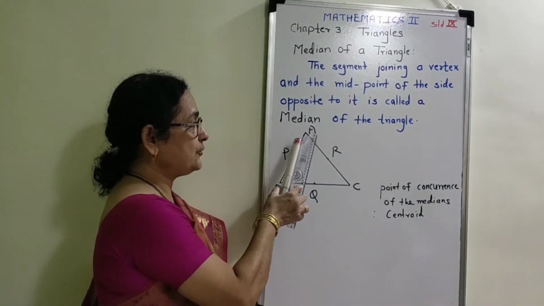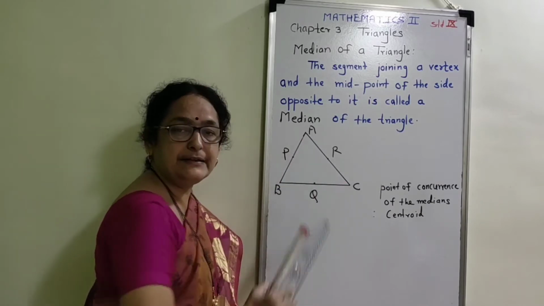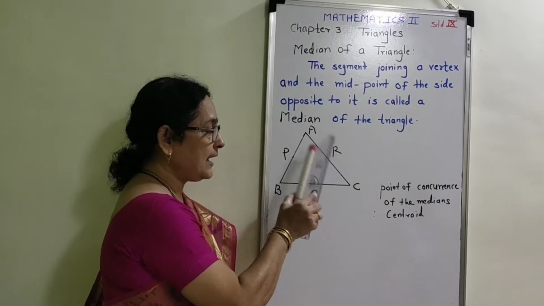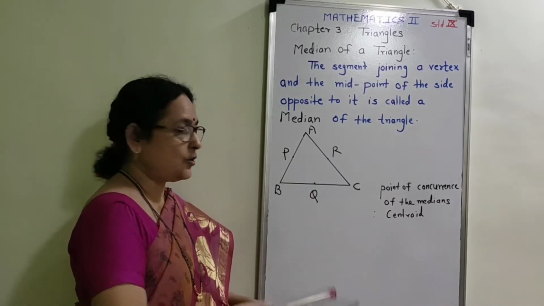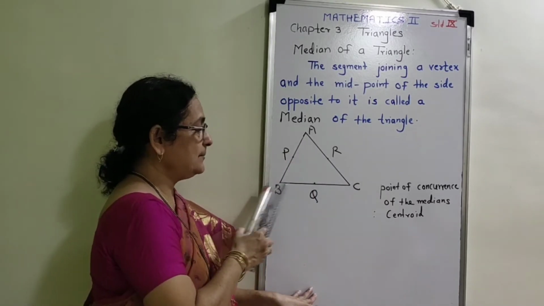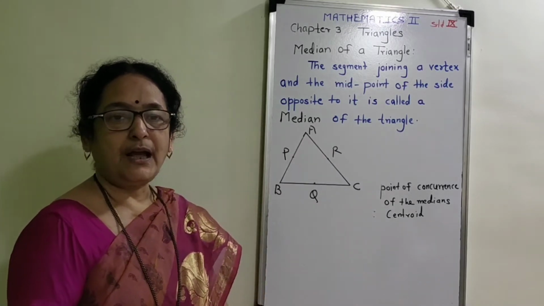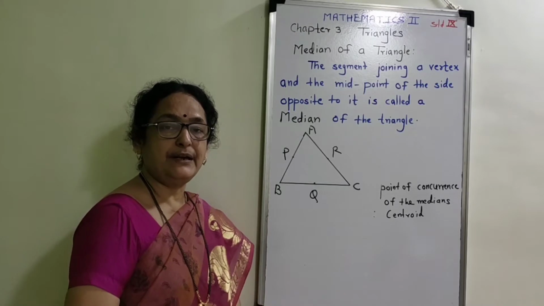Now suppose we have taken triangle ABC and points P, Q and R are midpoints of the sides AB, BC and AC respectively. Now here I am going to explain the concept of median.